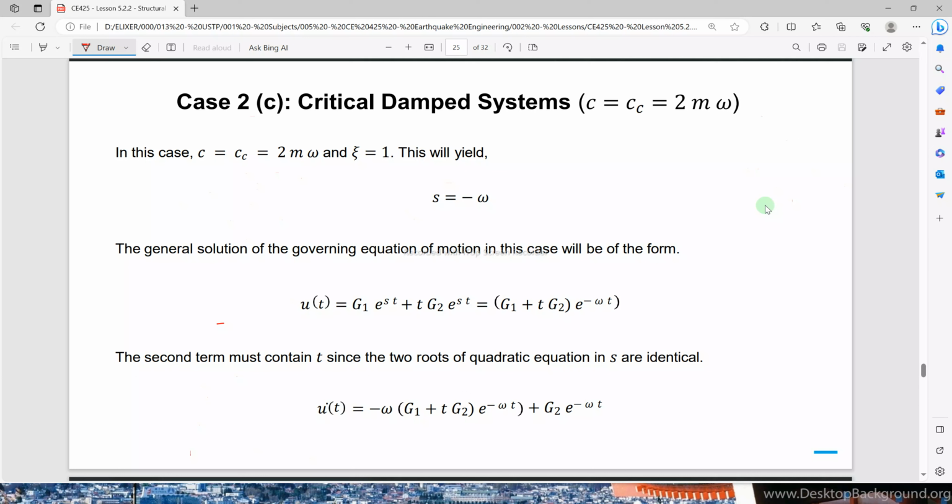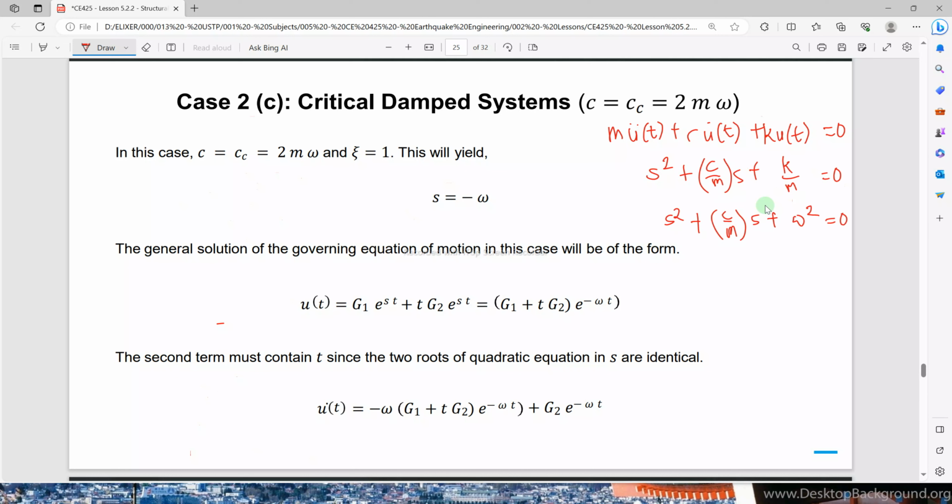so we have an equation of motion, di ba, m u double dot of t plus c u dot of t plus k u of t is equal to 0. Its auxiliary equation is in the form s squared plus c over m s plus k over m is equal to 0, or s squared plus c over m times s plus omega squared is equal to 0.